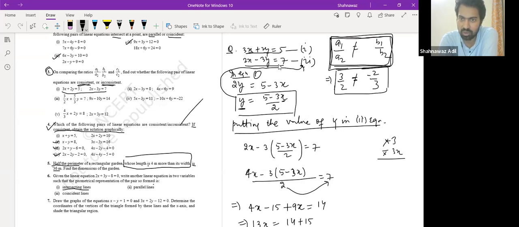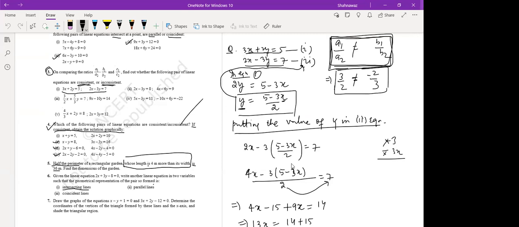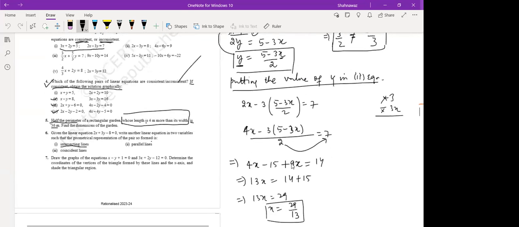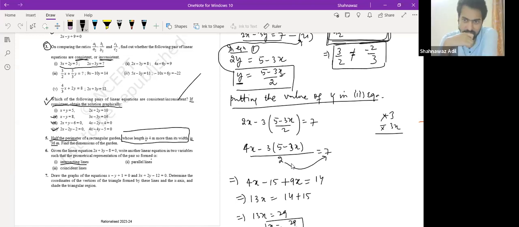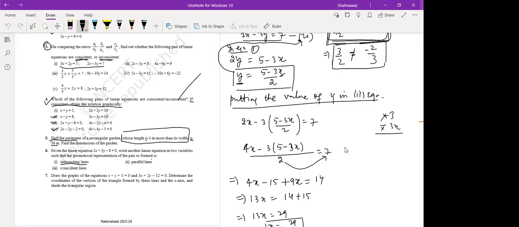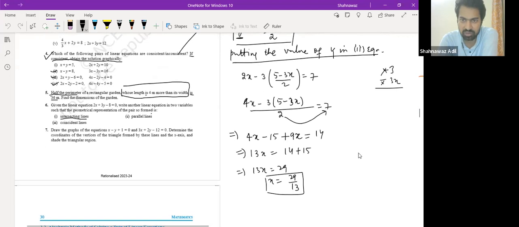We put the value of this y in the other equation. This y was beside the 3, as 3 into y. So we just put 3, and in place of y, we put the value of y. So 2x minus 3 into (5 minus 3x) by 2. Then we simplify all these terms.